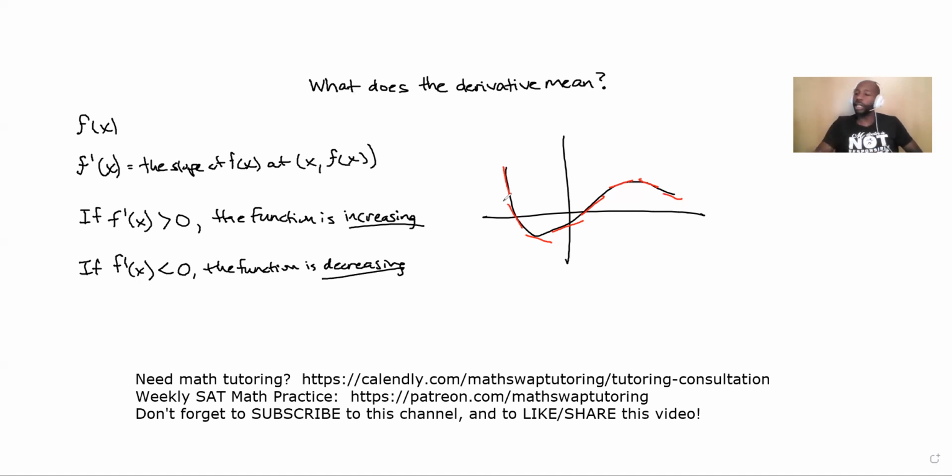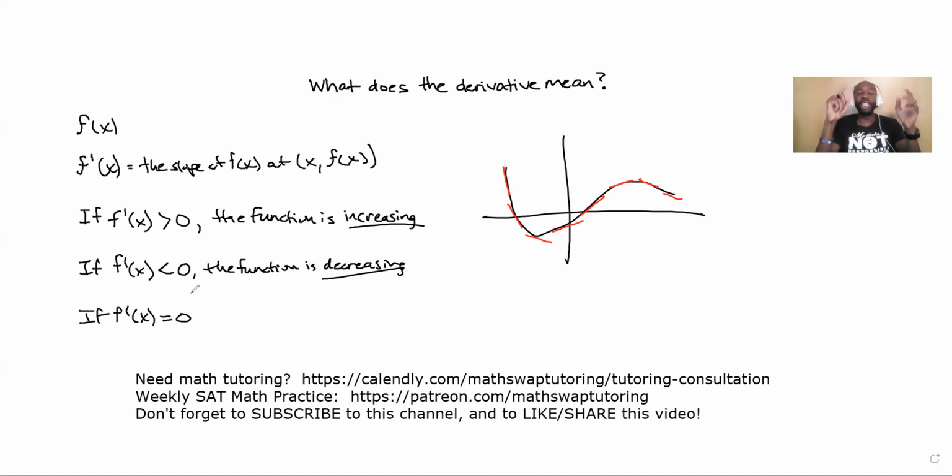Now, what I want to ask you is, what happens if the derivative f prime of x is equal to 0? Let's think about that. If the derivative is equal to 0, remember the derivative has to do with the slope. Think about this. If the slope is positive, for example, it's going up. If the slope is negative, the function is going down.